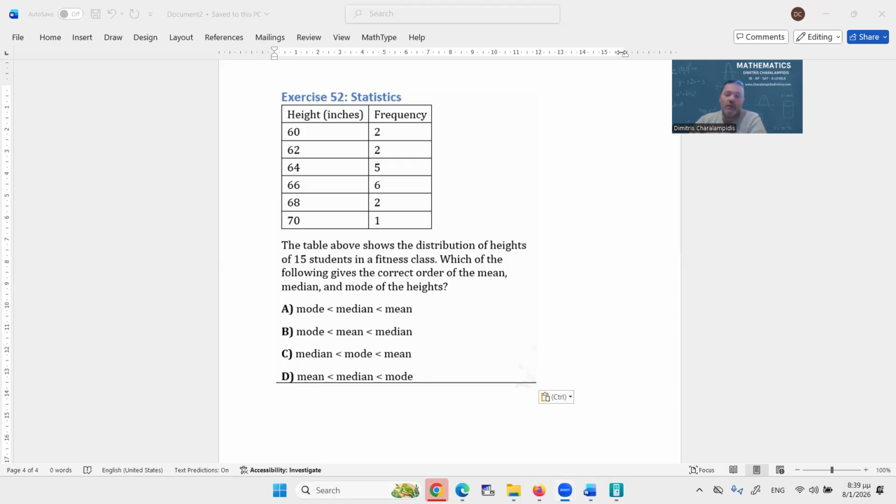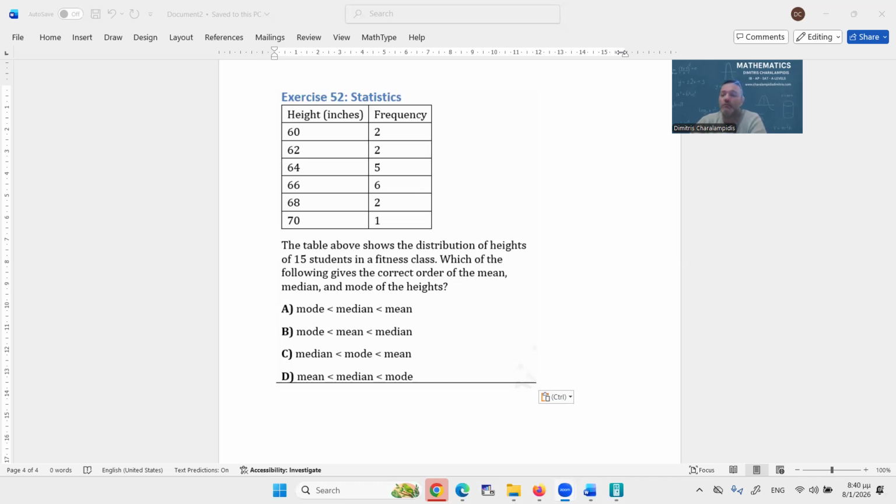Exercise 52. It's an exercise focused on statistics. The table above shows the distributions of heights of 15 students in a fitness class. And we can see that we have 2 students with a height of 60, 2 with a height of 62, 5 with a height of 64, 6 with a height of 66, 2 with a height of 68, and 1 student with a height of 70. Which of the following gives the correct order of the mean, median, and mode?